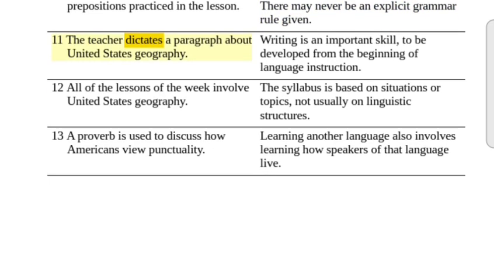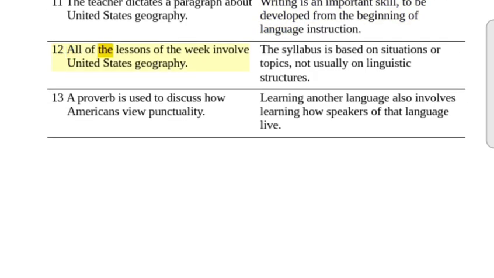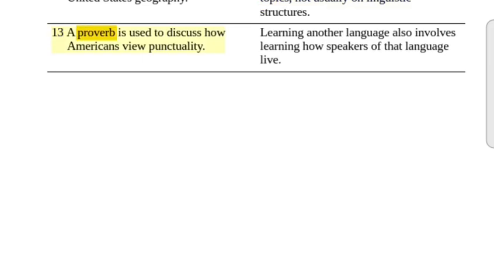11. The teacher dictates a paragraph about United States geography. Writing is an important skill, to be developed from the beginning of language instruction. 12. All of the lessons of the week involve United States geography. The syllabus is based on situations or topics, not usually on linguistic structures. 13. A proverb is used to discuss how Americans view punctuality. Learning another language also involves learning how speakers of that language live.